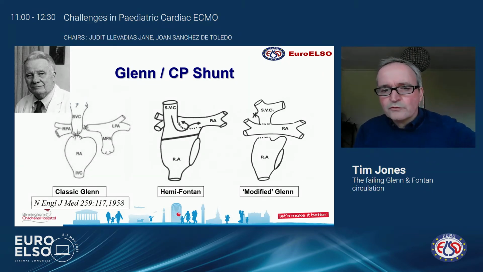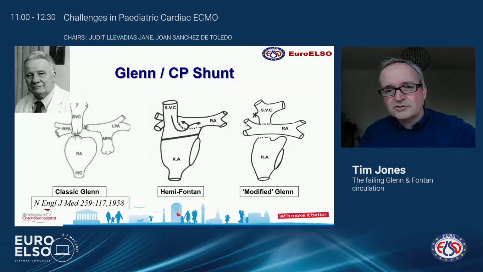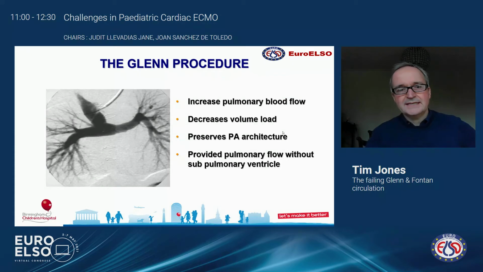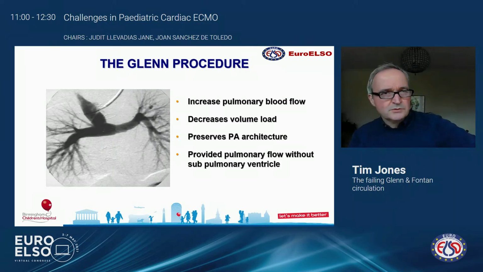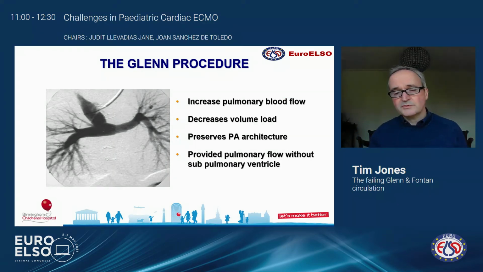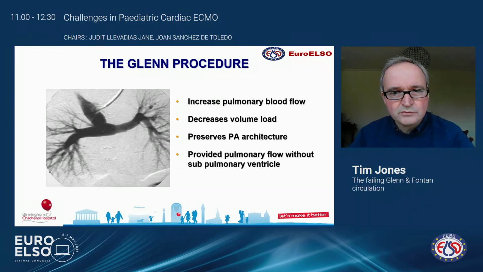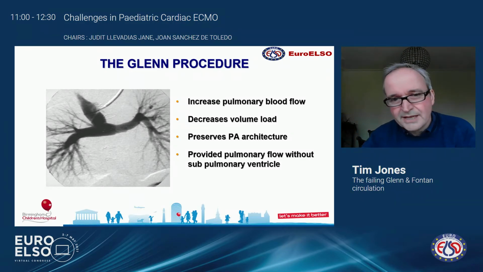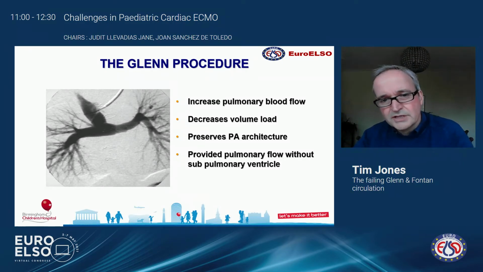And now what I think we're all familiar with is the bidirectional modified Glenn, or cavopulmonary shunt. It's a much more anatomically preservative operation, with the SVC divided and joined end to end to the PAs. And why do we do a Glenn procedure? Well, we want to increase pulmonary blood flow. It's another source of pulmonary blood flow, and it sets up the platform for single ventricle circulation.